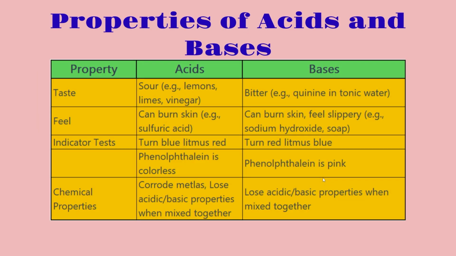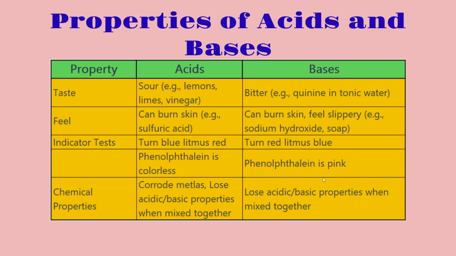And now we're going to talk about the properties of acids and bases. Starting off with taste, acids are always sour. As we learned in our last video, acids are sour and bases are bitter. Some examples of acids are lemon, vinegar, and lime, and an example of a base is tonic water, which has a bitter taste. Now for the property of feeling, acids can burn skin, and bases can also burn skin, but they also feel slippery at the same time. Some examples of bases are soap or sodium hydroxide, and for acids, sulfuric acid.